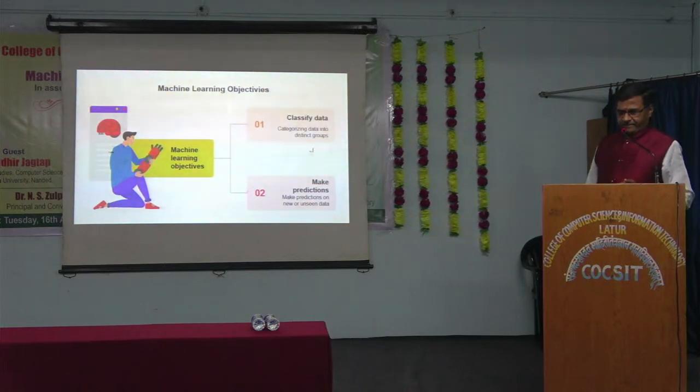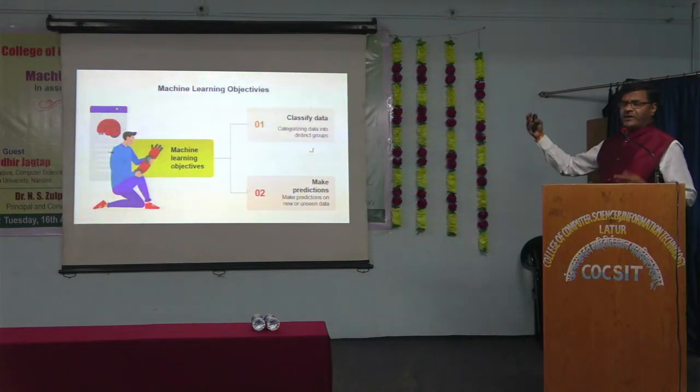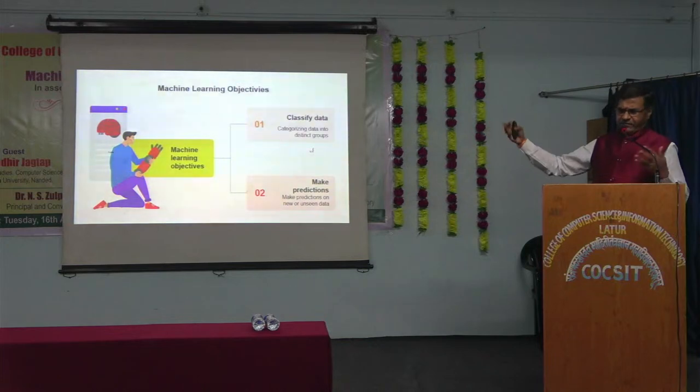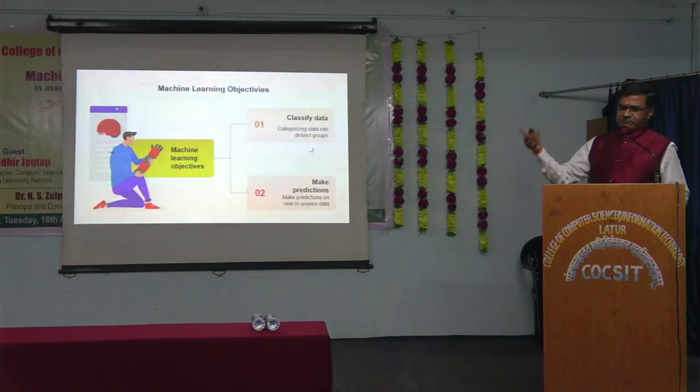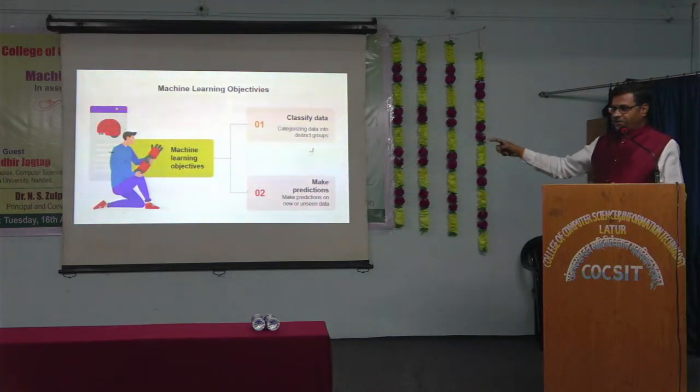The objective of ML is classifying data, or regression, whatever kind of thing. Ultimately, you want to make predictions based on the data. Either you classify or you do regression, applying whatever techniques and algorithms. This is the objective of machine learning, which your title has.